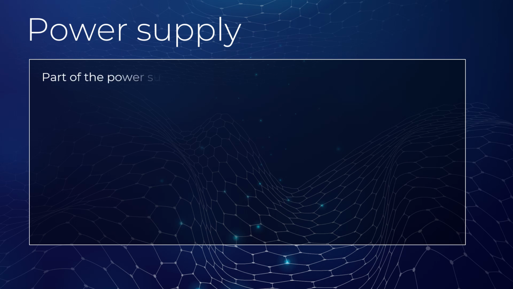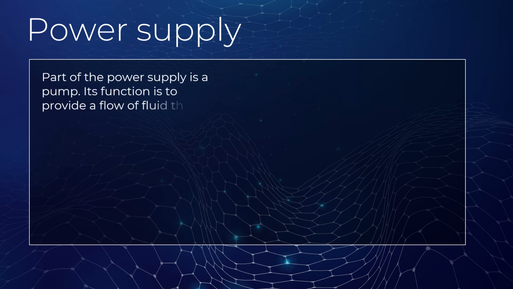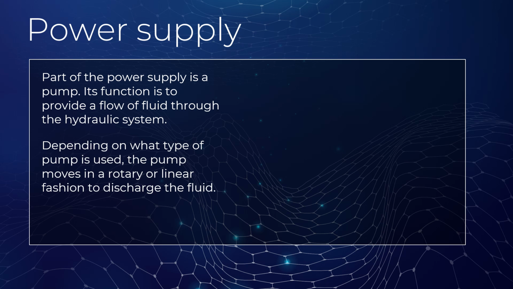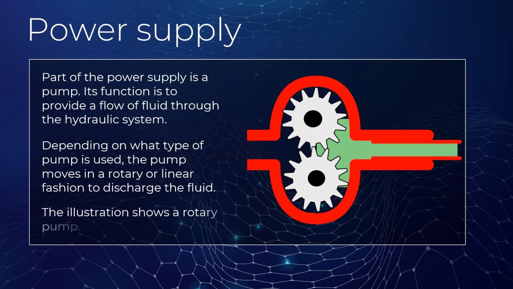Part of the power supply is the pump. Its function is to provide a flow of fluid through the hydraulic system. Depending on what type of pump is used, the pump moves in a rotary or linear fashion to discharge the fluid. The illustration shows a rotary pump.